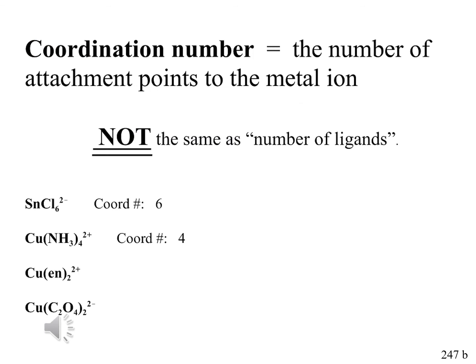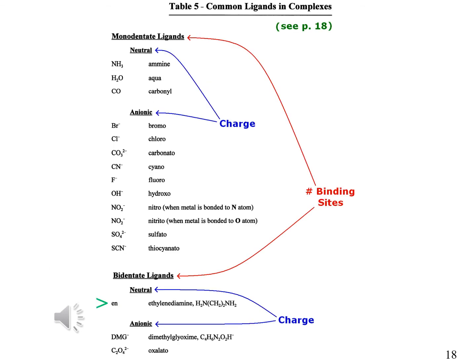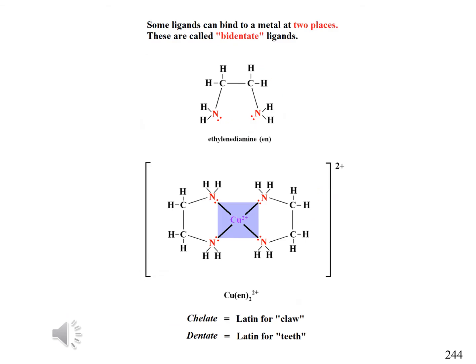Now the next one, copper En2, is different because En is actually bidentate. So the first thing we need to do is look it up in the table. En is listed in the table as both neutral and bidentate, which means that it has 2 binding sites. We showed the picture of it before, where there are 2 ENs attached, 1 on each side. So if you're going to ask what is the coordination number, if you look at the copper, there are 4 bonds attached to it, so the coordination number is still considered to be 4.